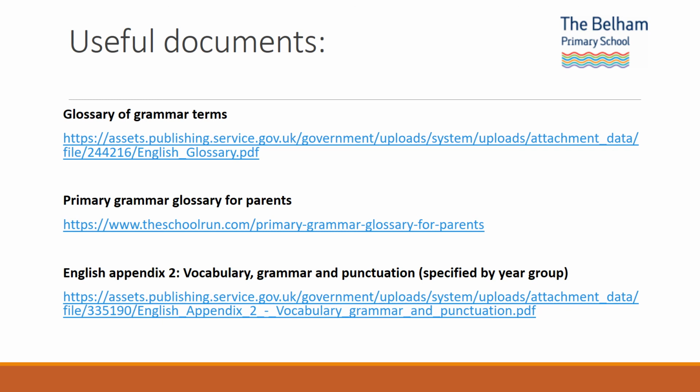essentially the same information as in that first document, the glossary of grammar terms, but it's just presented a bit differently, and it's laid out really nice and clearly. You might find, depending on what works best for you, that one's a little bit more pleasant to digest and read. And lastly, there is a link to the English appendix with vocabulary, grammar and punctuation included. And that one can be really useful because it's specified by year group. So you can head straight to whichever year group your child is in and have a look there as well.